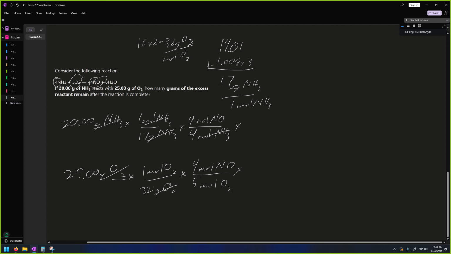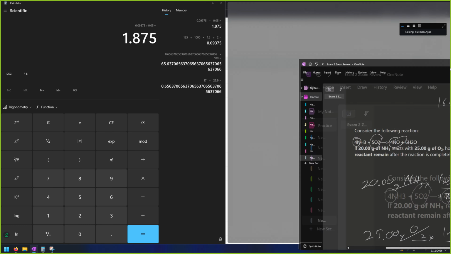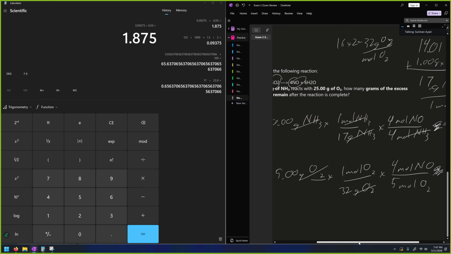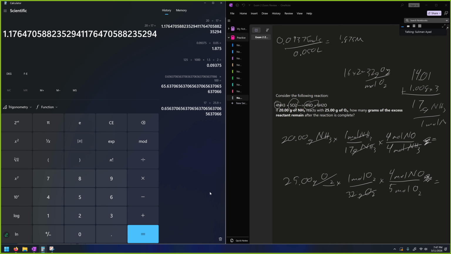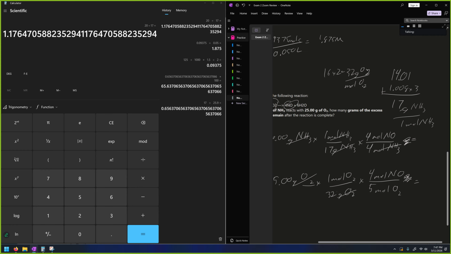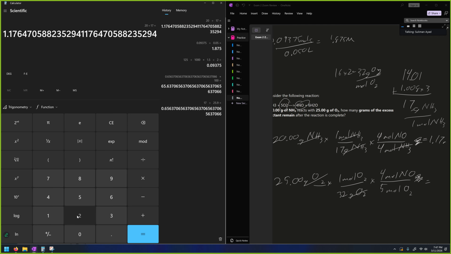Now I have to, actually, no, I don't have to. Now, in this case, since we don't need to know the number of grams, I can just solve for these and compare the amount of moles to each other. So to do that, we'll take the 20 divided by 17, and then times 4 divided by 4 is going to give me 1.17 moles of NO. And then I'll do the same process for the 25 grams of oxygen.